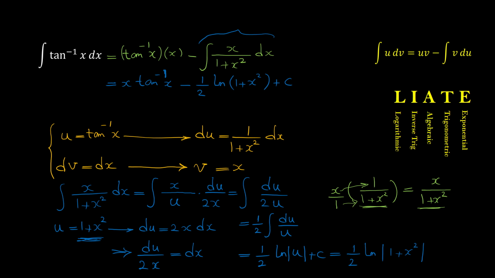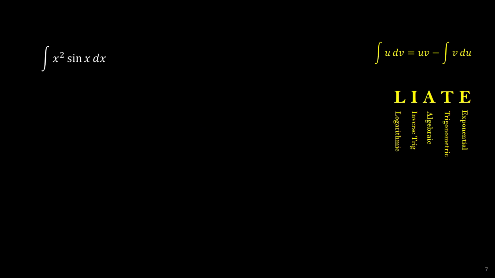So in this example, we experienced something new. After we did the integration by parts, for finding the new integral, we used a u substitution. As the last example in this video, let's solve this integral of x squared times sine of x dx.